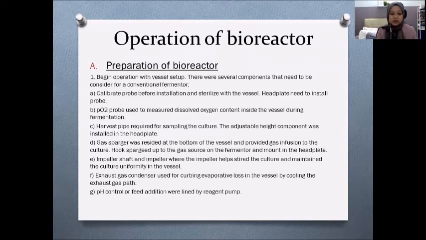The exhaust gas condenser was used to curb evaporation loss in the vessel by cooling the exhaust gas path, and pH control or fat addition were done by a bioreagent pump.